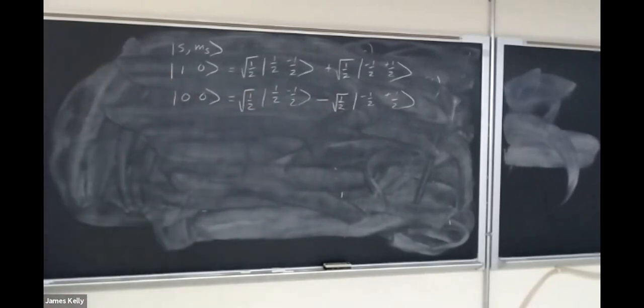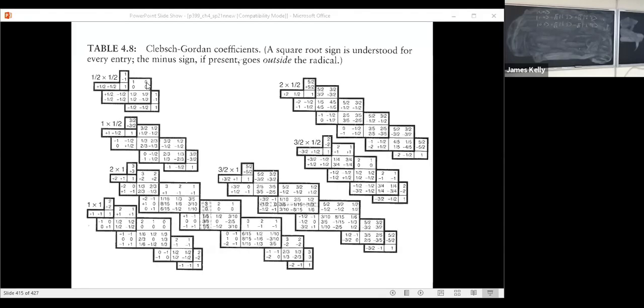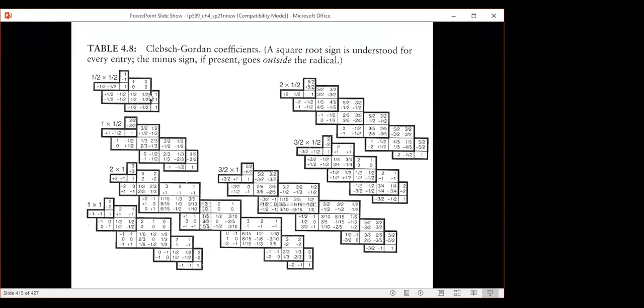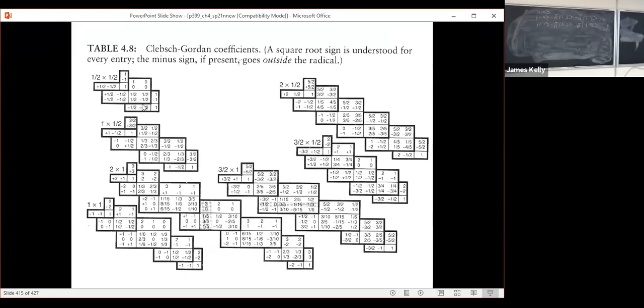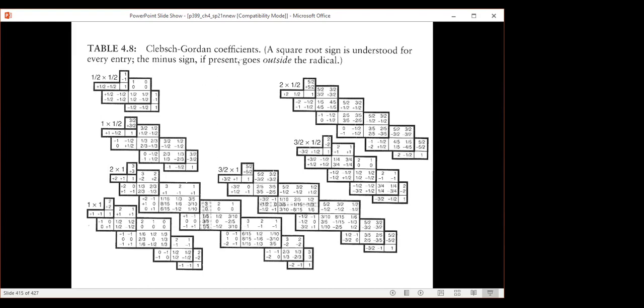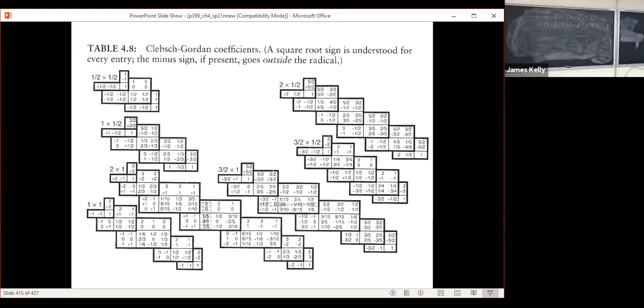Going back there again, tell me if I'm not addressing your issue. For the 0, 0 state, it's hard to see here, but if you look carefully at the screen, there's a minus sign right there. And so I have root 1/2 times this state, and then minus root 1/2 times this state. Does that clarify the confusion, or do you want to ask another question, Yichen? That's okay, I think it works.